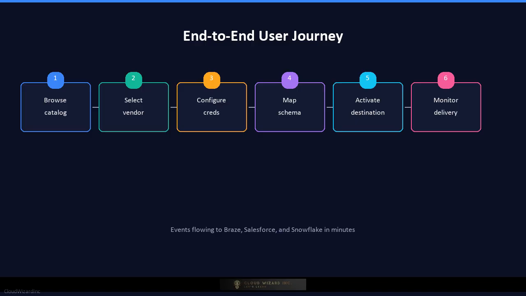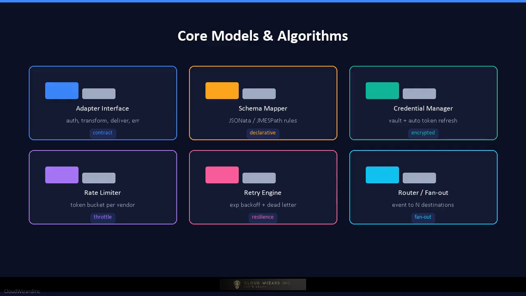She repeats the process for Salesforce, this time using OAuth to authorize the connection. For Snowflake, she configures a batch connector that aggregates events into Parquet files and uploads them every 15 minutes via a secure staging area. She activates all 3 destinations and the hub begins delivering events immediately. Within minutes, she sees delivery confirmations, latency metrics, and a green health status for all 3 vendors in the monitoring dashboard.